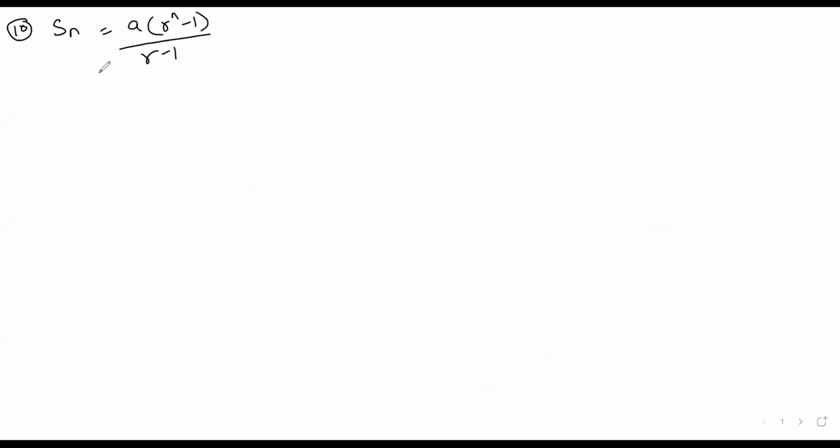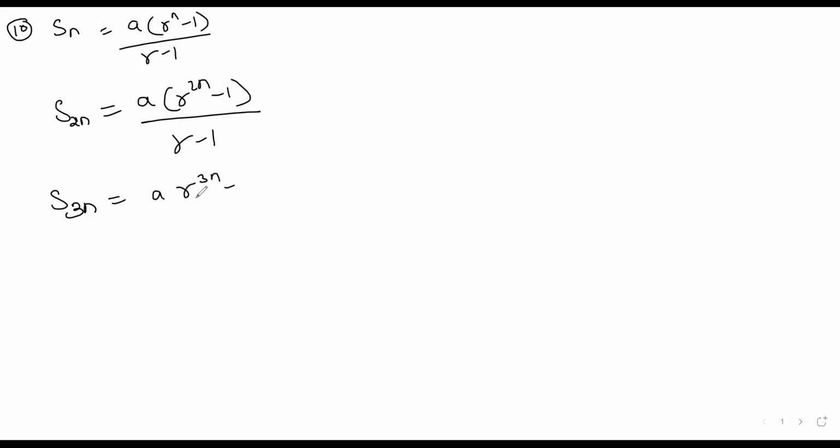क्योंकि अगर ये r is greater than 1 के लिए प्रूव होगा, तो r is less than 1 के लिए भी सेम प्रूव होगा. Then S2n is sum of 2n numbers. So it will be a r raised to 2n minus 1 upon r minus 1. S3n is sum of 3n terms of GP. So this will be A r raised to 3n minus 1 upon r minus 1. Now what we need to prove?